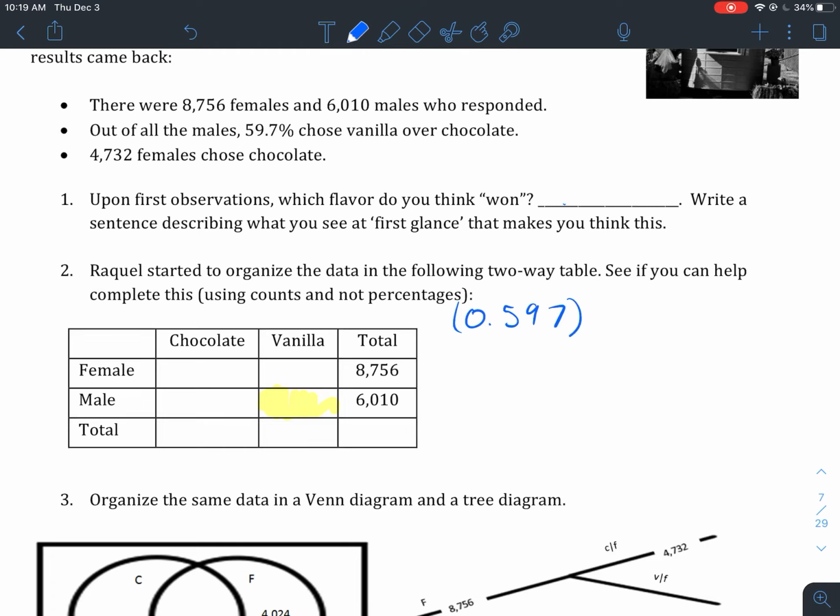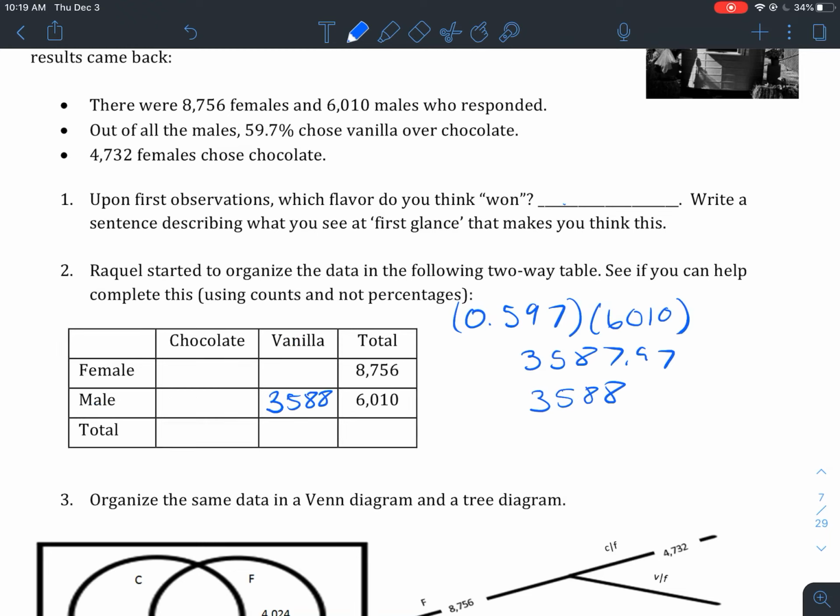All right. So that's your percentage. And then you're going to multiply that by your total because 59.7% of that chose vanilla. So we're going to do 6,010. Now, when you do this on your calculator, you do get kind of a funky answer, which is interesting, whoever made this problem. You get 3,587.97. So we're just going to round that to the nearest whole number, which is 3,588. So that tells us that we have 3,588 males that chose vanilla. That's how this two-way table works. You have to look at the columns and the rows, and that gives you the specific number.